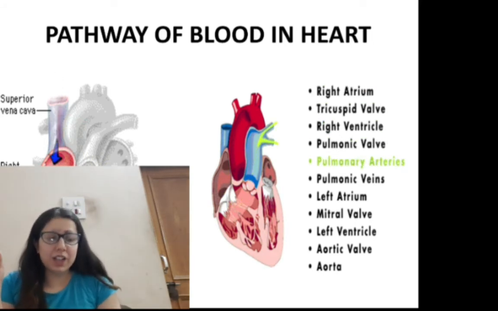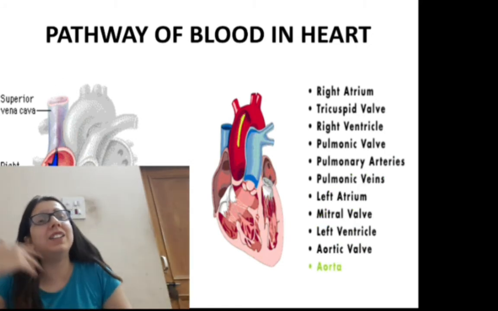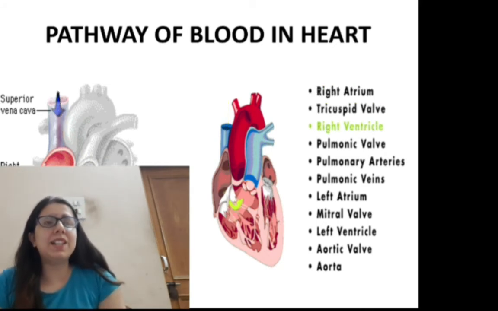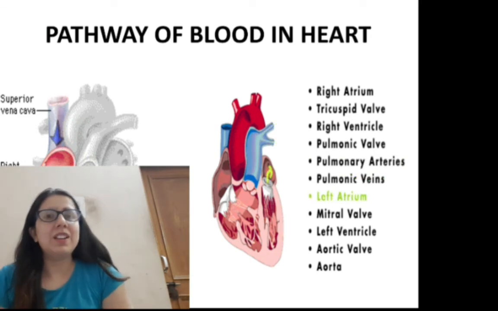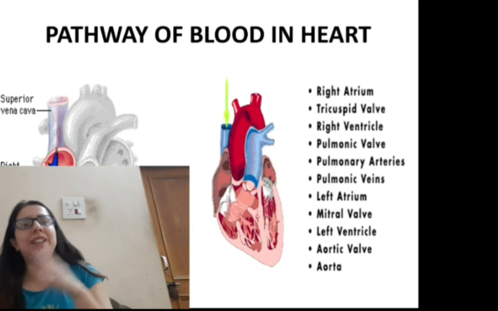The blood leaves the heart through the aortic valve into the aorta and the arteries and eventually into the veins, and it spreads out in the whole body, right? So oxygenated blood goes in that manner.